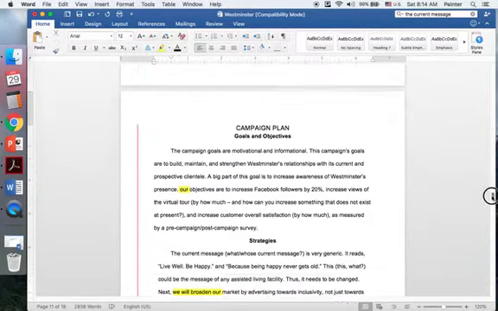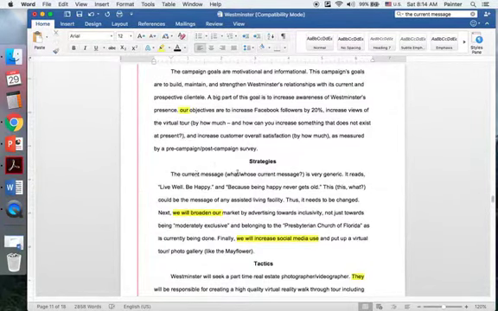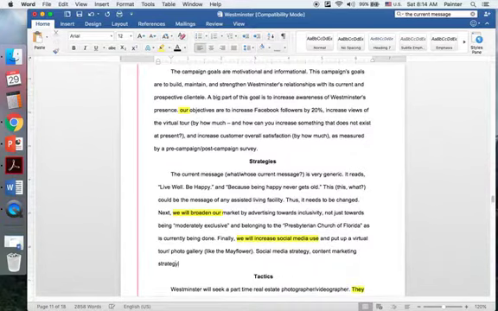We need work here. The current message, well, whose current message and where is this message? Your strategies could be, you need to talk about both messages and channels. So social media strategy, content marketing strategy, and messaging strategies. So you can divide your strategies into these areas, right?